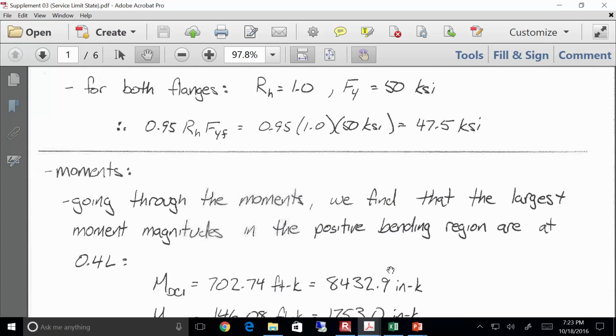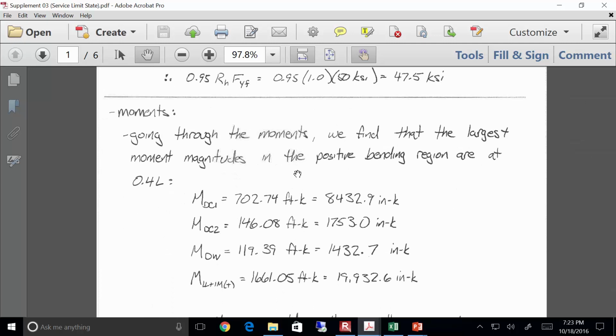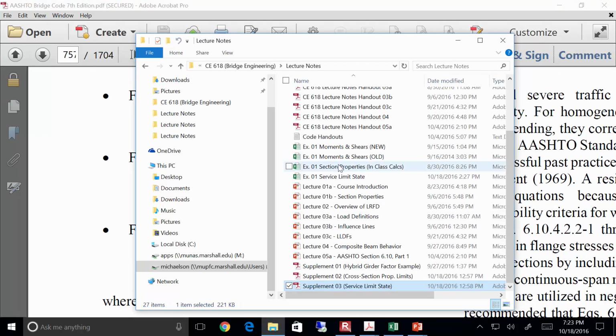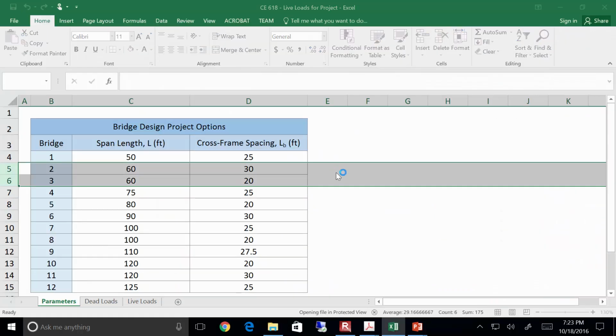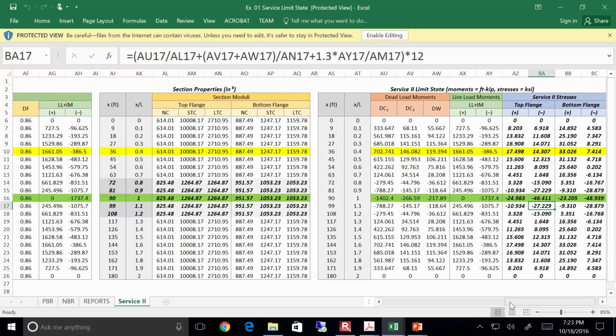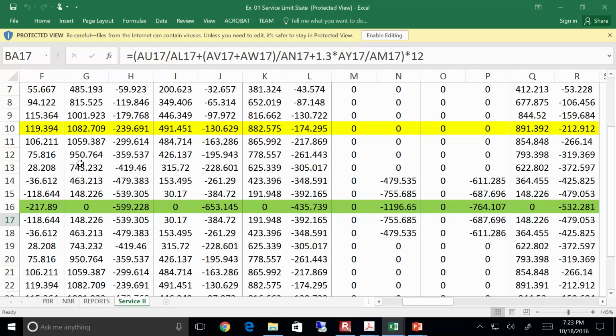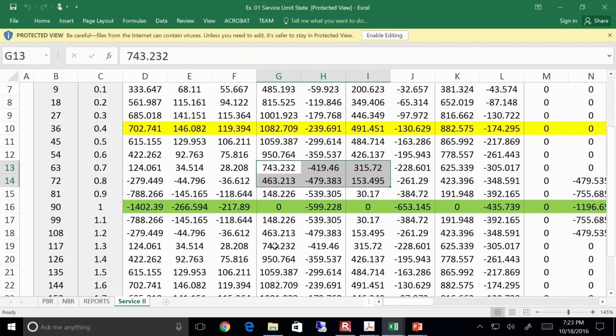Now, let's talk about the moments. To compute flange stresses, we need moment over section modulus, right? Make sense? All right. So I want to go back then to this. Y'all remember all these calculations? Remember the DC1, DC2, and the live load distribution? Remember all that? Okay. Now, I want to look at the magnitudes.